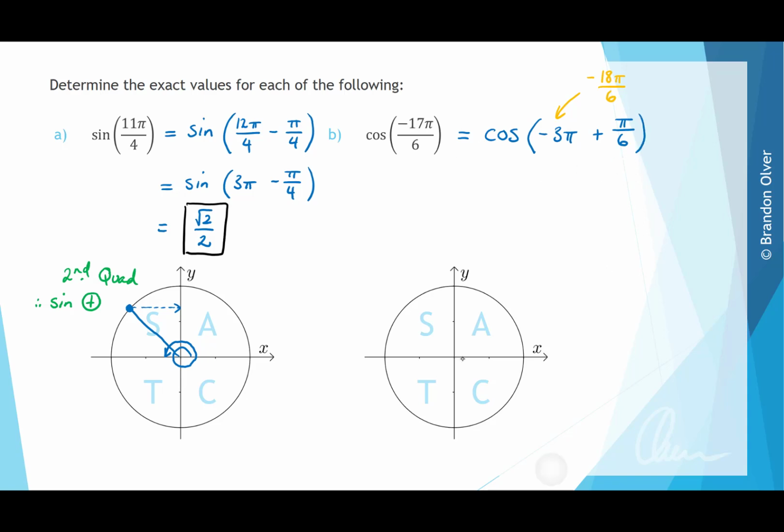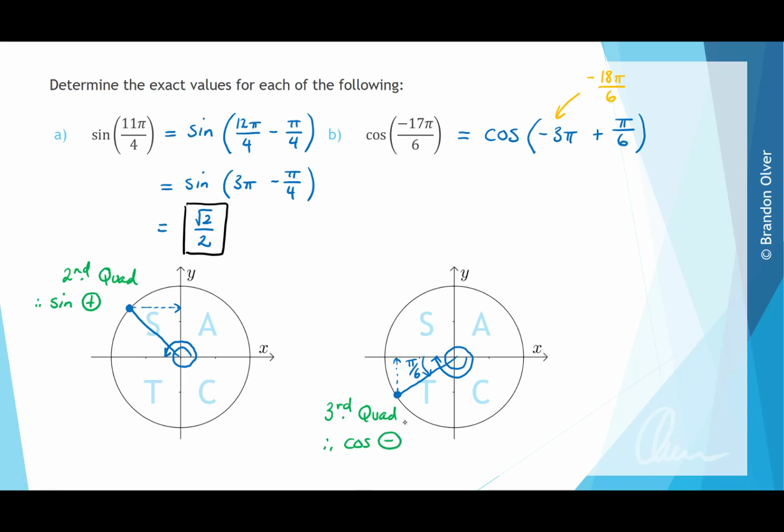So what does that mean for our unit circle position? It means instead of going anti-clockwise, we're now going to go clockwise. So that's 1 pi, 2 pi, 3 pi. So negative 3 pi takes us to this position. And then we come back pi on 6 radians. So that means our position on the unit circle is somewhere around here. Now, as we're reading cosine off the x-axis, that means it's going to be negative. So in the third quadrant, which is where we're at, we know that cos is going to be negative.